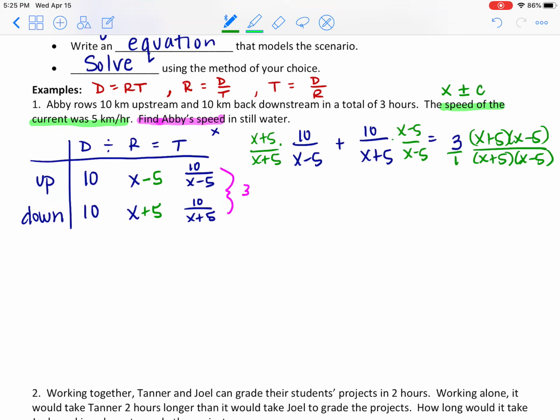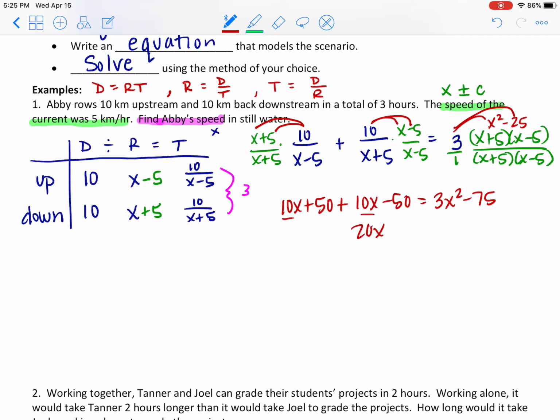And now we can see all of our denominators match. They all have an x plus 5, x minus 5, which means now we can ignore them and solve with just our numerators. So 10x plus 50 from our first one, plus another 10x minus 50 from our second numerator. And then here, it doesn't matter the order we multiply. I'd probably multiply the conjugates first, the x plus 5, x minus 5. That's going to give us an x squared minus 25, and then distribute the 3. So a 3x squared, and then a minus 75.